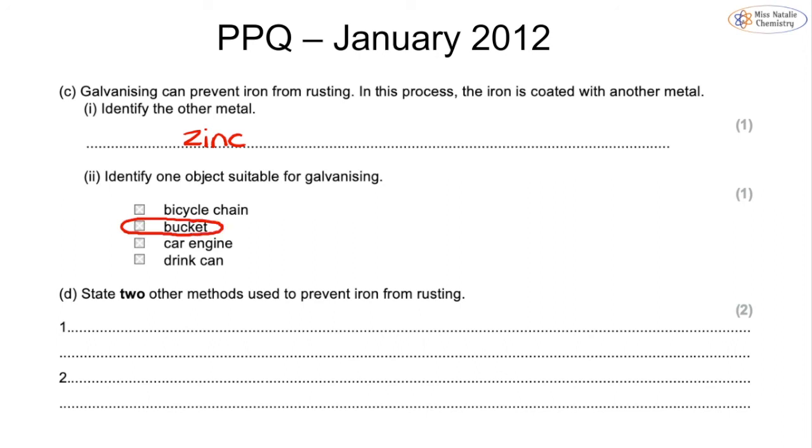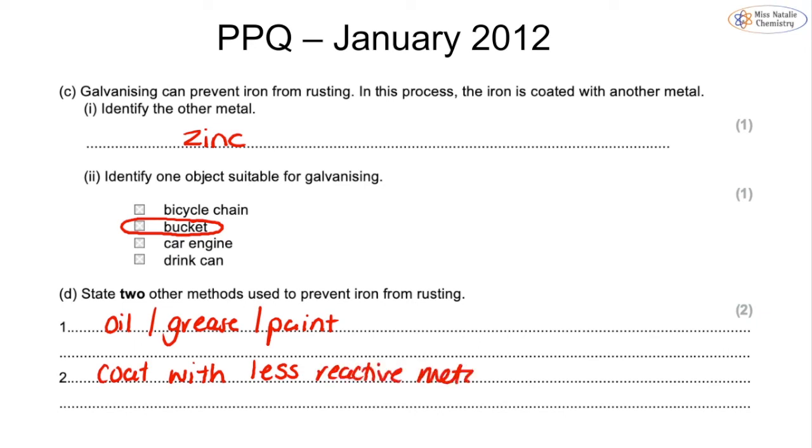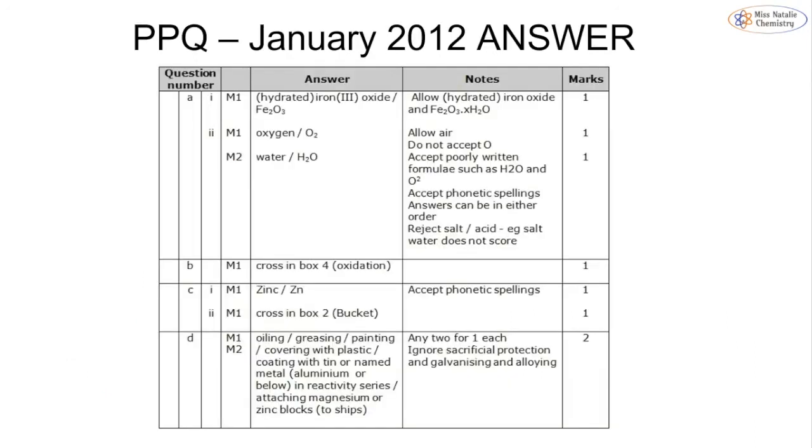And lastly, 2 other methods that can be used to prevent iron from rusting. There are various different answers here. You could say using oil, using grease, using paint, or even coat with a less reactive metal. Any of those for 2 marks. And there you can see that we have the mark scheme.